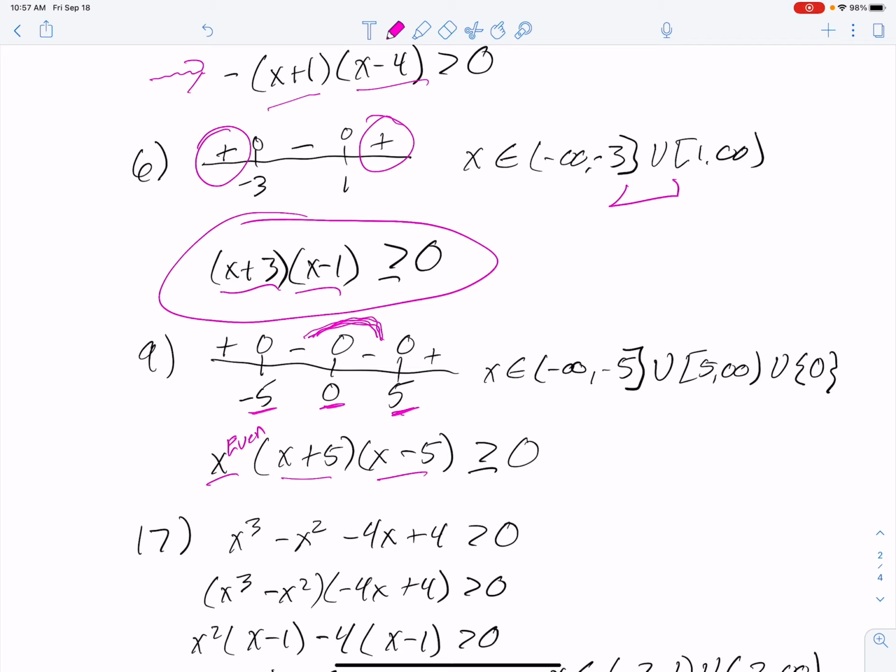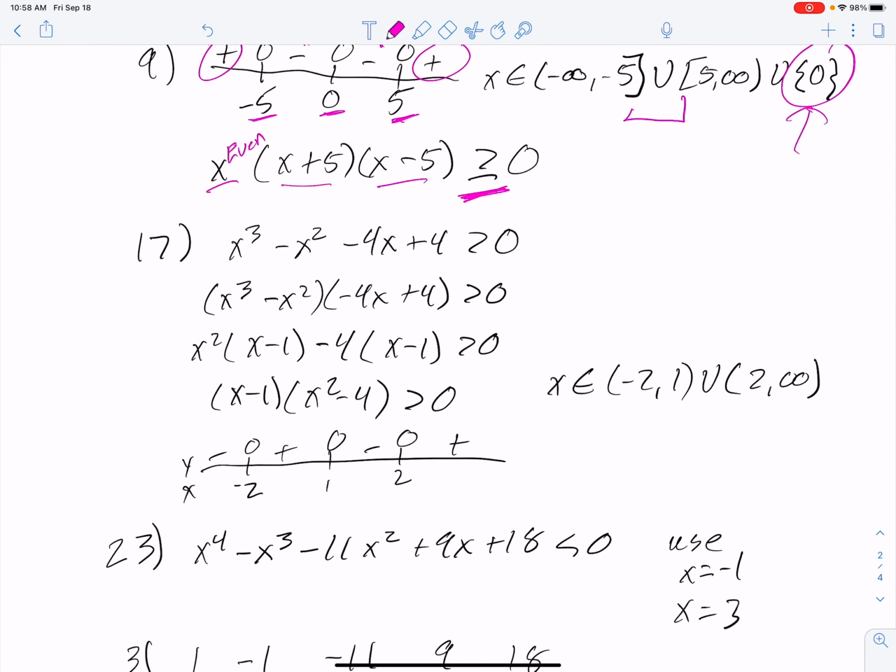Next, I look at the solution given. The solution given is focusing on positive values using brackets, and then the single value 0, because I'm going to have something that is greater than or equal to 0. So I've got to include that 0 value as a single term.